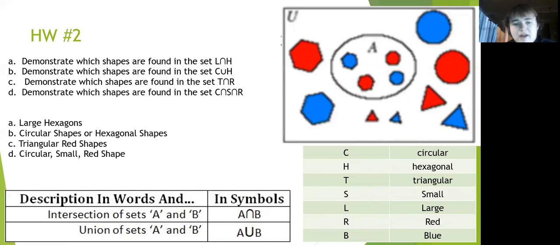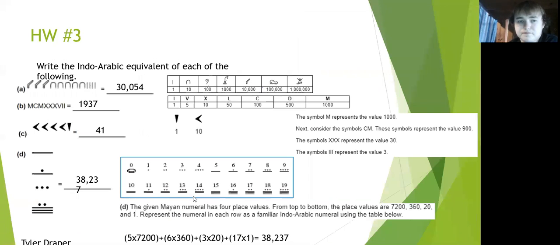Demonstrate which shapes are found in the set C intersects S intersects R. Okay, so C is circular, S is small, R is red. So that means we're going to have a circular small red shape. Alrighty. I also put this little helper in here that describes intersection and union, so we can see the symbols and use those better.